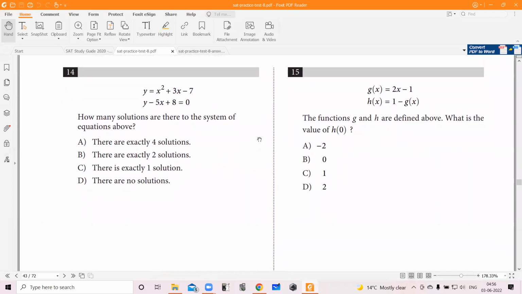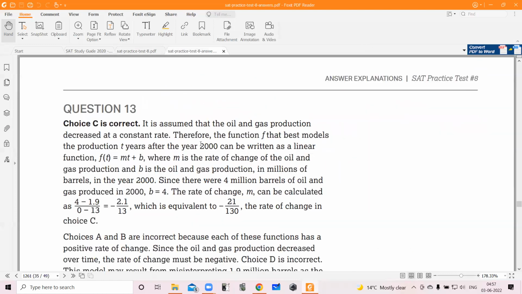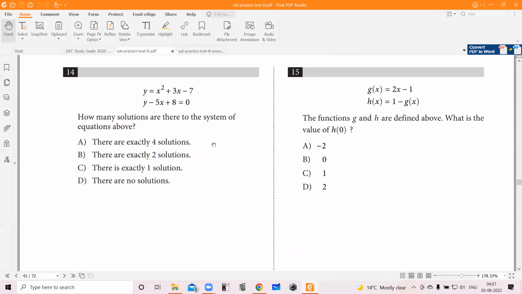15. The functions g and h are defined above. What is the value of h of 0? So first you find g of 0 and then you plug that in. So that's minus 1. So 1 plus 1, it's 2. D. Good, you're moving faster. Great. So 15, I'll be checking it. D, right.